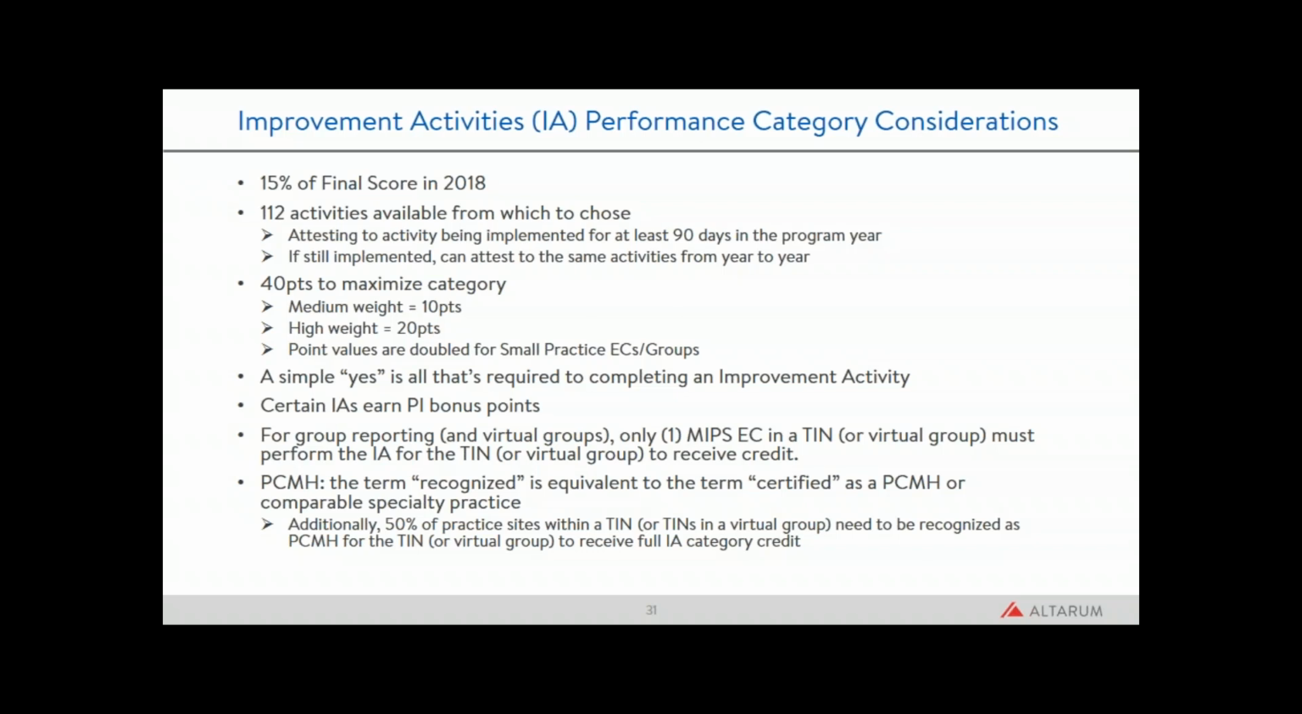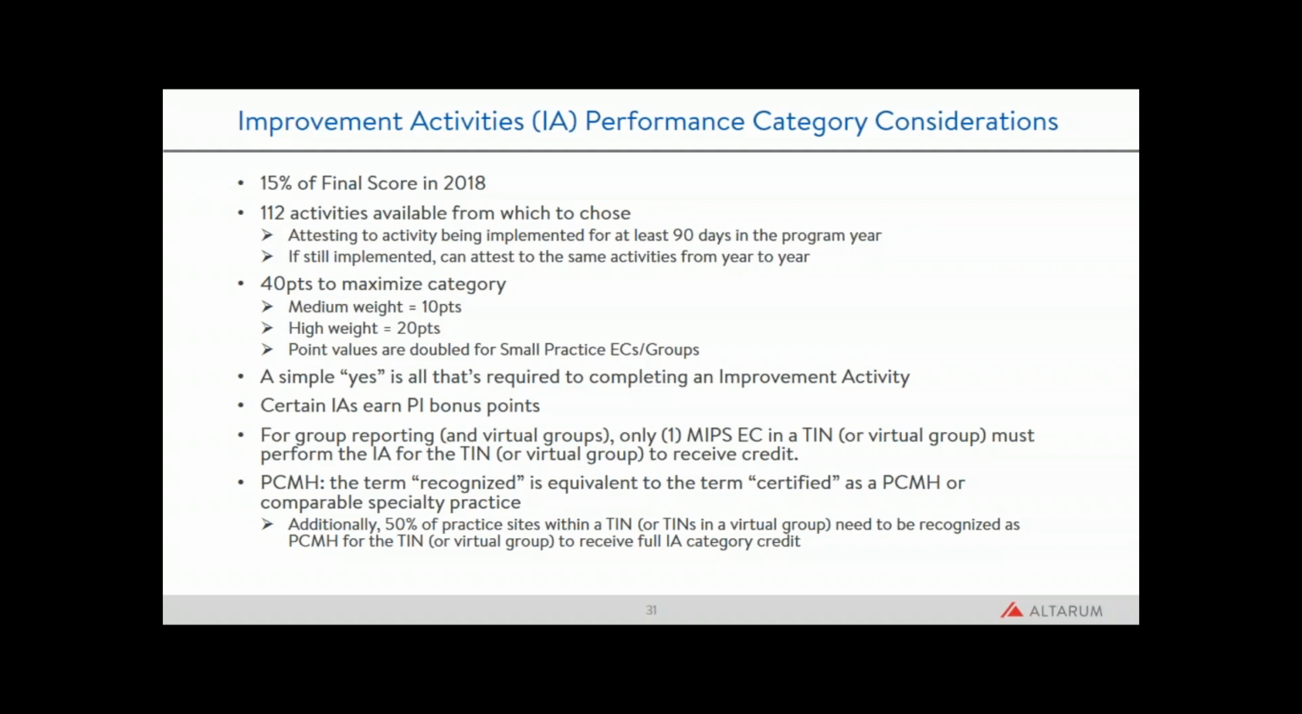It's a simple yes when you're telling CMS that you've implemented this. You're just saying yes to that particular activity. It's sort of the honor system. It would get picked up in an audit if you can't prove that you had that activity in place for 90 days in the calendar year.